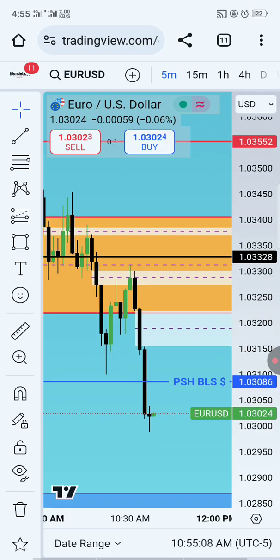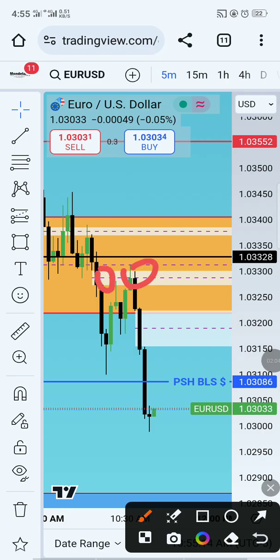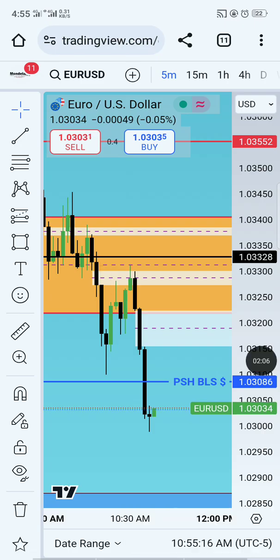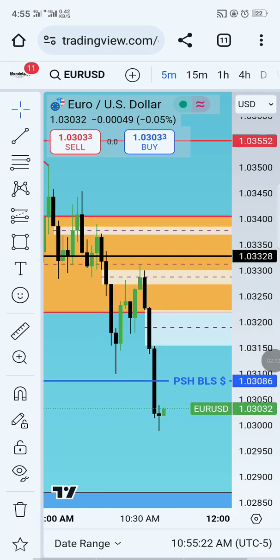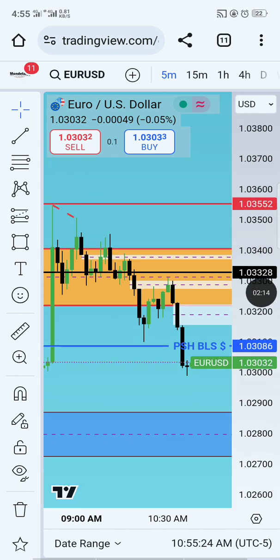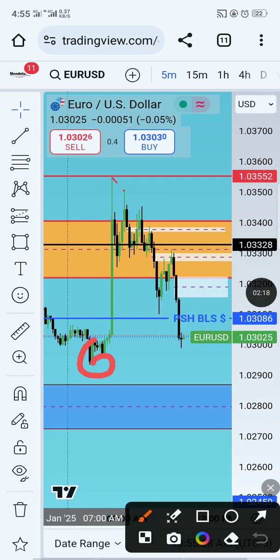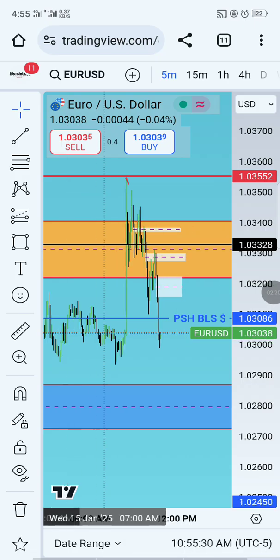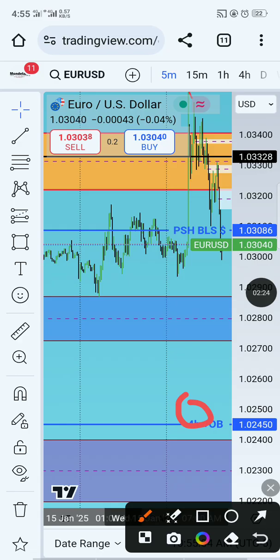Then my second entry is from this one, right? The fair value gap that I marked there, that is the second entry. You can see I'm in with two positions, right? Then I'm waiting to get in another one here. Once it comes here again, I'll add one more, making three positions. Then my first TP is below this low. Then my second TP is this 4-hour order block.